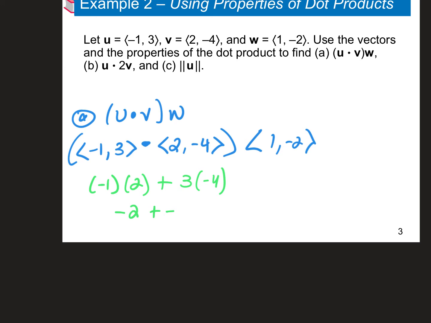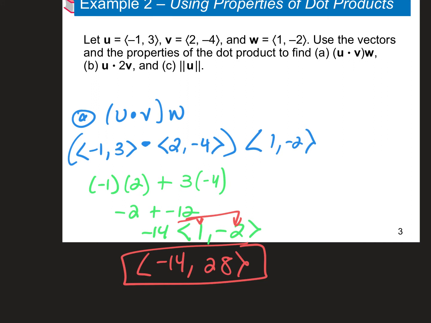I'm sorry, I was thinking ahead. So I get -14. And then I need to multiply that by vector W. Agreed? So what am I doing? I'm going to distribute. So I am left with -14 comma 28. That shouldn't take us so long to do. 14 times 2.